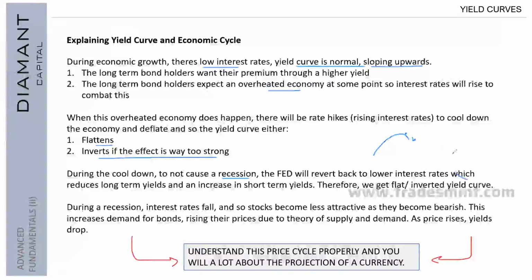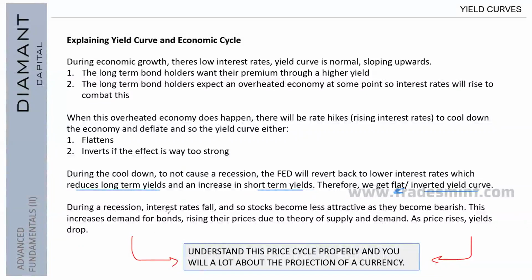Unemployment will increase to a crazy amount as well. So that's why the Fed reverts back to lowering interest rates. And that's when you start to see long-term yields reduce and short-term yields increase. And that's where you start to get the inversion happen. Of course, the flat yield curve occurs first, and then the inverted yield curve if the effect is large enough.